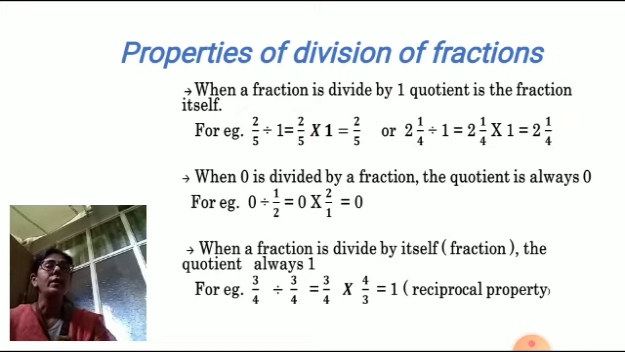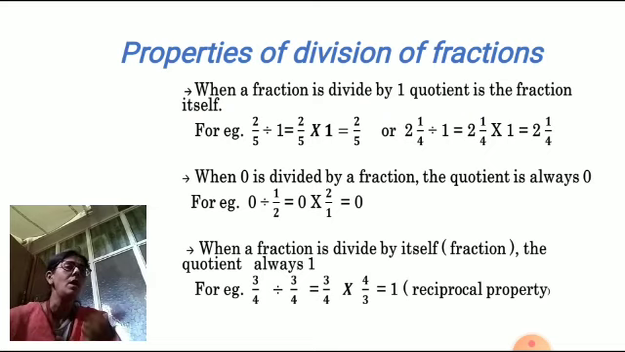See, we will check here. Suppose the fractional number is 2 upon 5 and we will divide with 1. So the reciprocal of 1 will be 1. So 2 upon 5 multiply by 1. That means what we will get? 2 upon 5. So our fractional number was 2 upon 5 and our answer is also 2 upon 5. So is that clear? Whenever we divide a fraction with 1, our quotient, meaning the answer, will be the fraction itself.